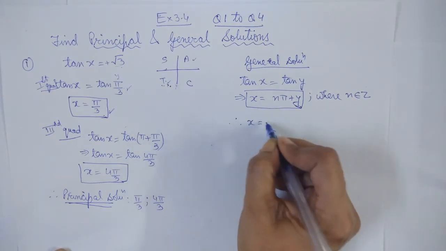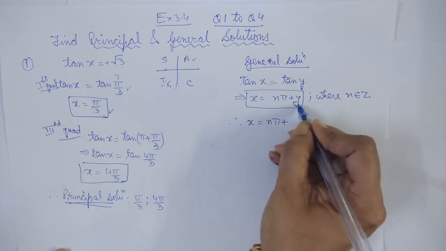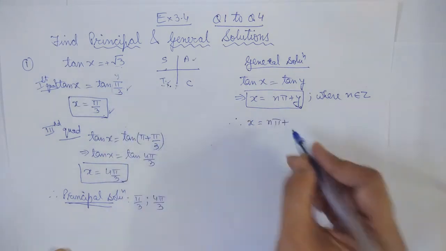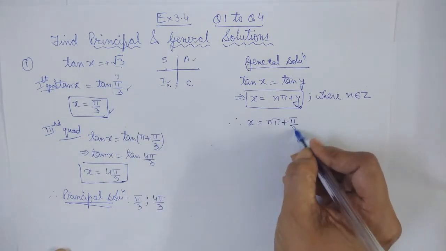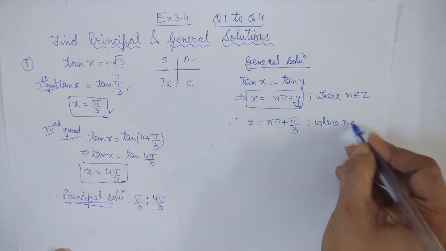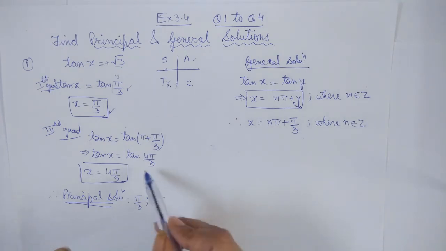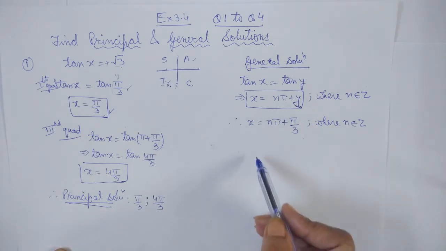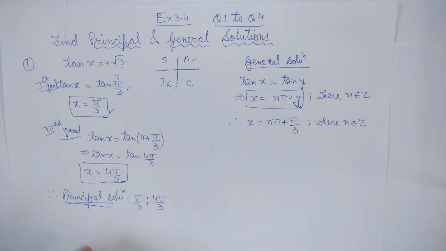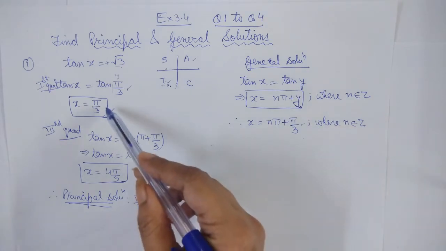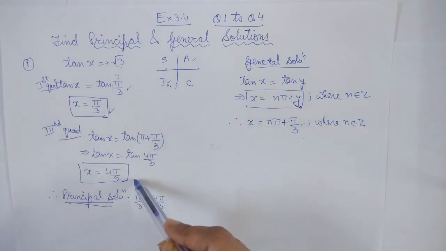x equals n pi plus, instead of y, you will take either pi by 3 or 4 pi by 3. So we are taking pi by 3. So this is the general solution. Sometimes if you keep the value of y as 4 pi by 3, then also you will get the right answer. But it is not necessary that all the students will get the same answer as this one. It depends whether you are taking pi by 3 or 4 pi by 3.